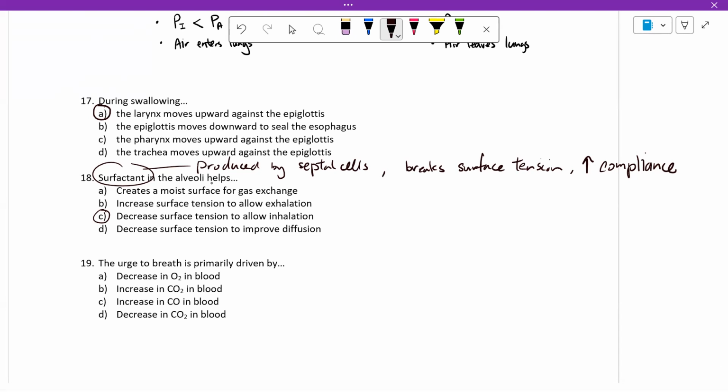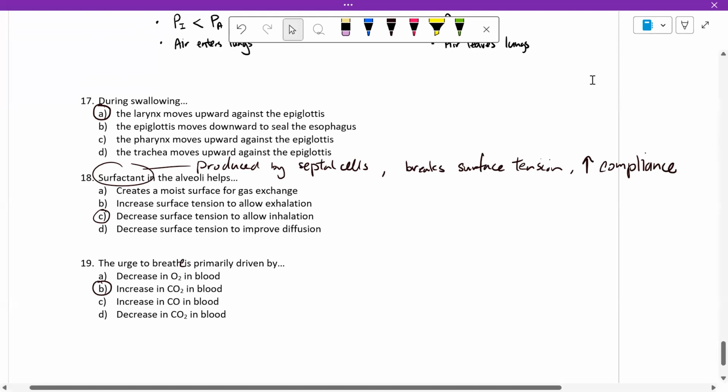The urge to breathe is primarily driven by, hopefully you know this by now, I've been repeating it quite often, an increase in CO2. That's right, increase in CO2. Okay, that is pretty much it.